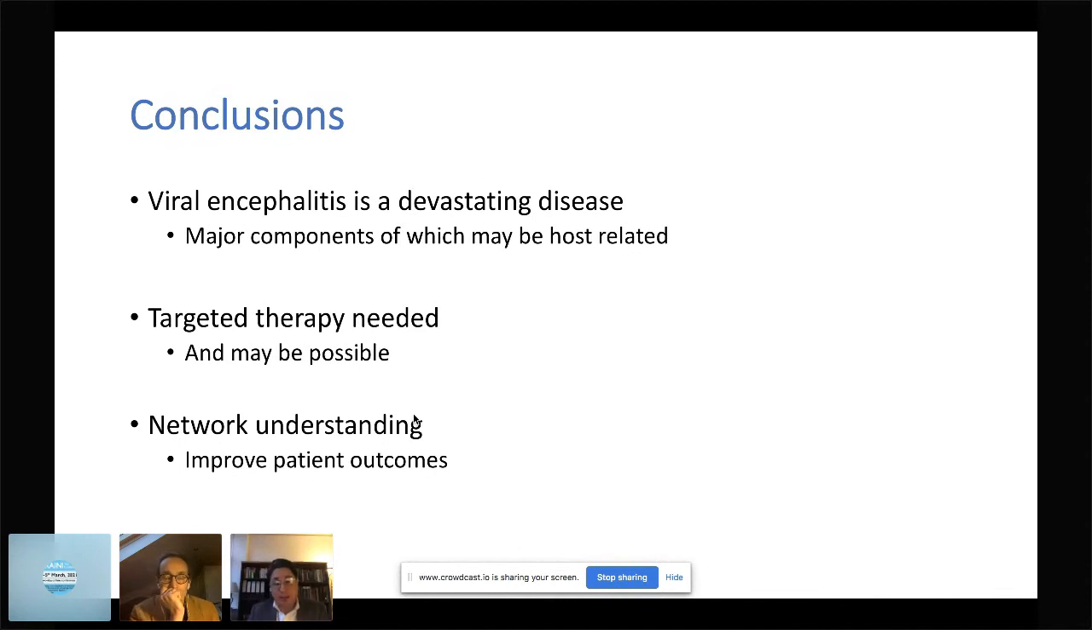And there may be aspects of the host immune response which are absolutely critical. But if we're going to do this, I think we really need a network understanding of the neuron and glial interactions which lead to the downstream mediators of interest, if we're ultimately to develop therapies which improve patient outcomes.